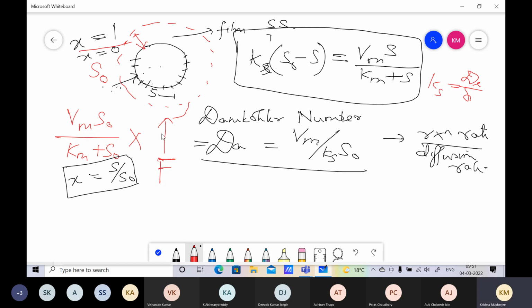So if f becomes higher and higher, your mass transfer coefficient will increase. As it increases, this number will become smaller and smaller because the denominator is becoming larger. So your Damköhler number tends to 0. And at the Damköhler number tending to 0, X will tend to 1. And it will no longer be diffusion control. It will be controlled by the rate of reaction, because the rate of reaction will now be simply Vmax S naught upon Km plus S naught.